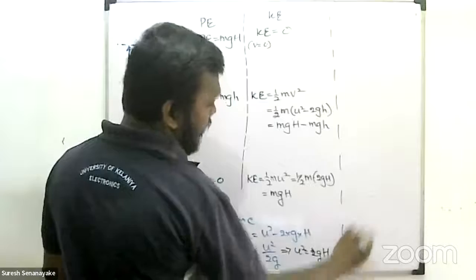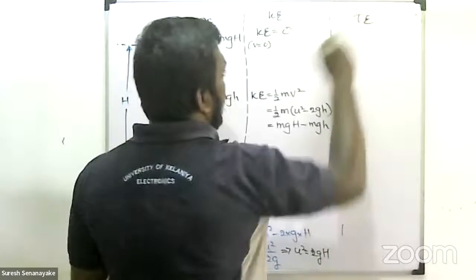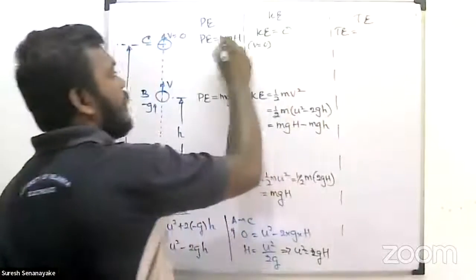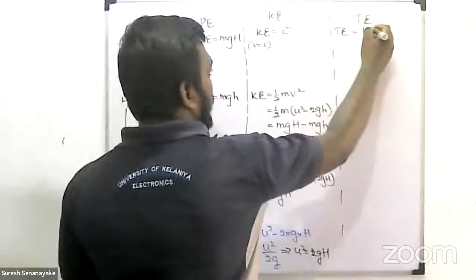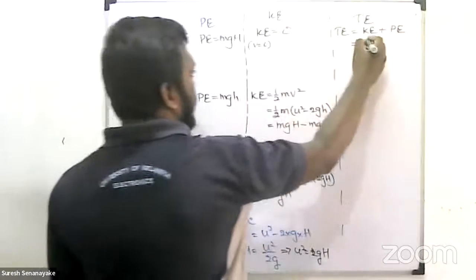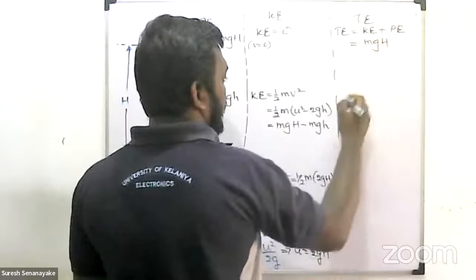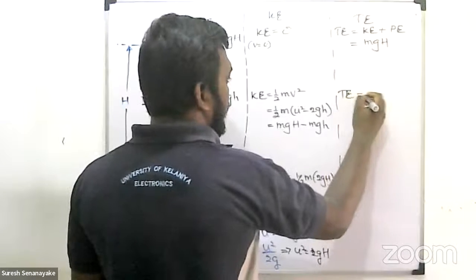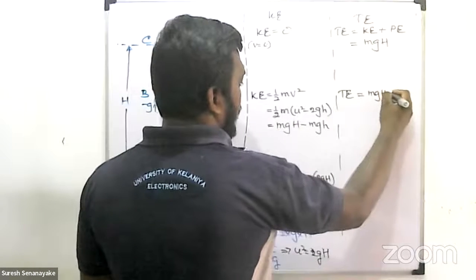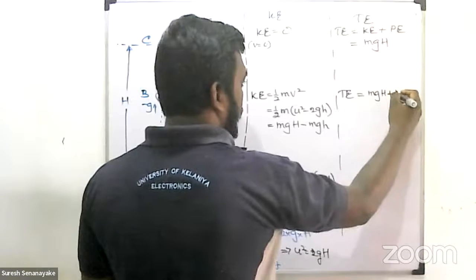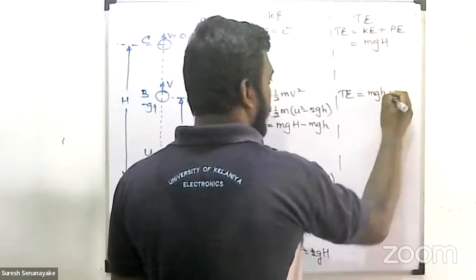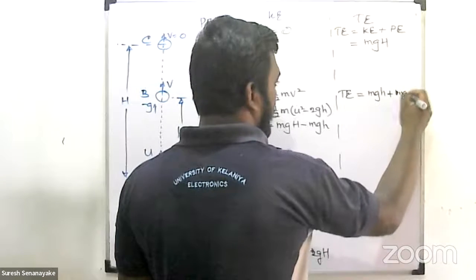And finally, I will take the total energy, which is the sum of kinetic energy plus potential energy. At the top, the kinetic energy is 0 and the potential energy is mgH. At B, the total energy is the sum of the two: the kinetic energy mgH minus mgh plus the potential energy mgh, which gives mgH.